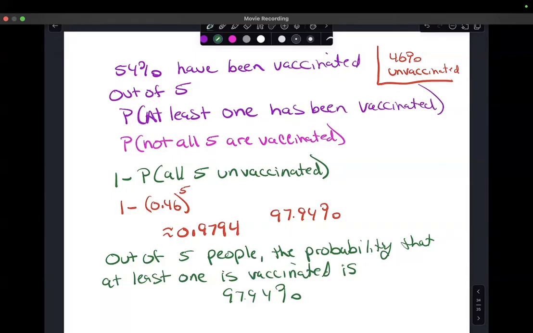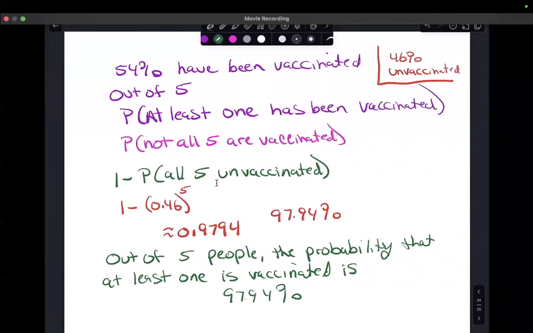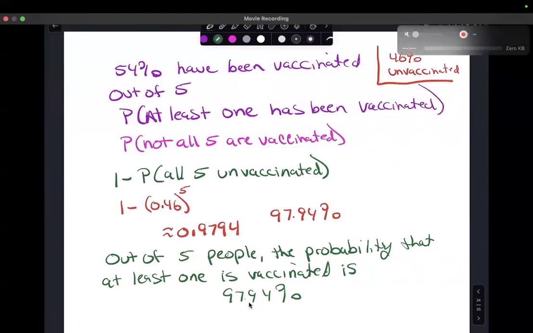Just pay attention to how OpenMath wants it though, because here they want it either to 3 decimal places or a fraction. So they don't want a percent here. Sometimes they'll ask you for a percent, sometimes they won't. So pay attention to how they ask for it. Here I put it in a percent because for me, I don't care, but my OpenMath cares, so pay attention to that.